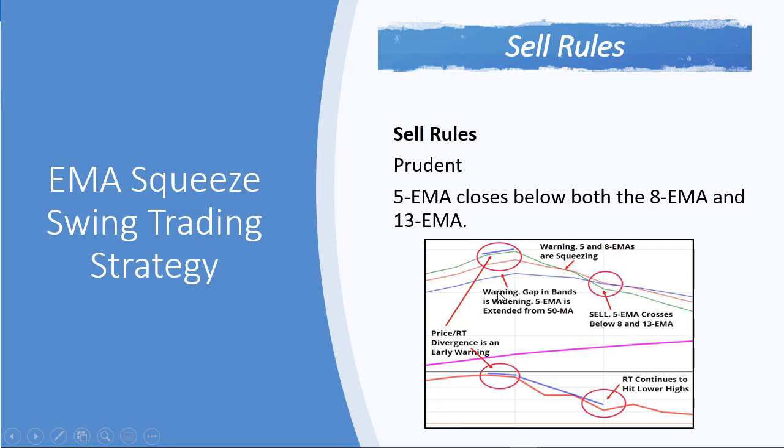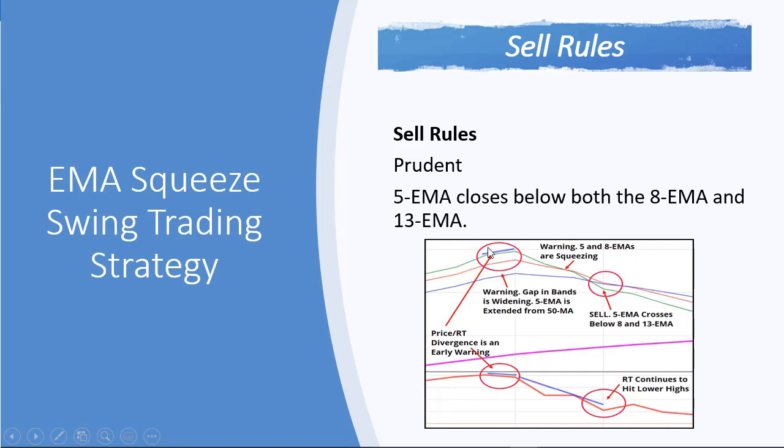There are opportunities or warning signals before that happens. So in this case, you can see the moving averages continue to slope upward. Price is rising, moving averages are sloping upward, but look at the RT indicator. Price RT divergence is an early warning signal. Relative timing is a very smart indicator. It not only identifies trend, but strength of trend as well.